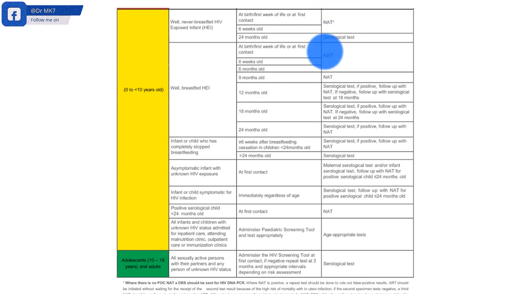Then, of course, at 9 months, we test them with NAT. Now, the guidelines have changed, and these are the latest guidelines. At 12 months, at 1 year, we start off with a serological test. If it is positive, then we do the nucleic acid test. If it's negative, we continue at 18 months and do the same thing. If it's negative, we do it at 24 months. So these are the tests that are going to be done for a child that is well and breastfed.